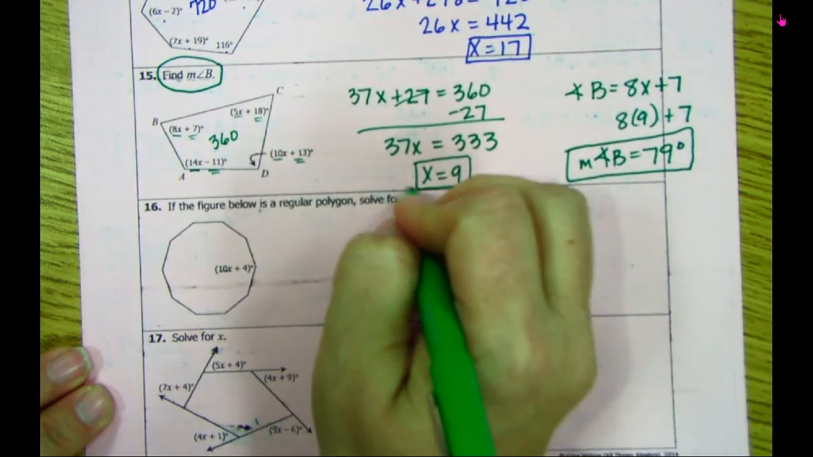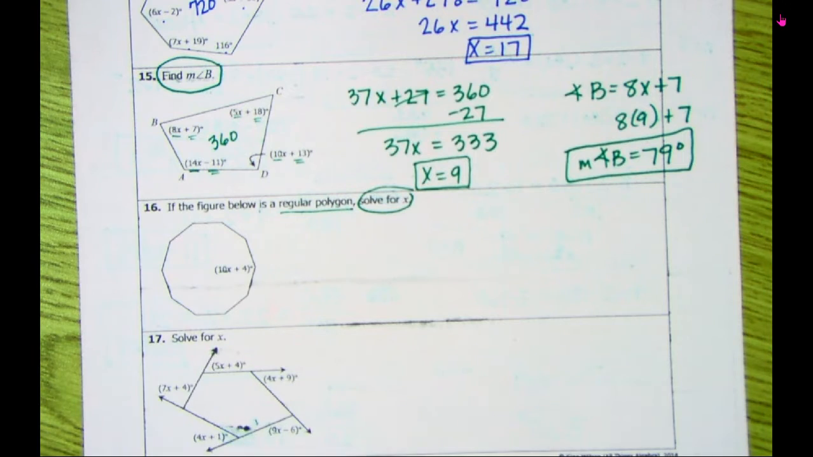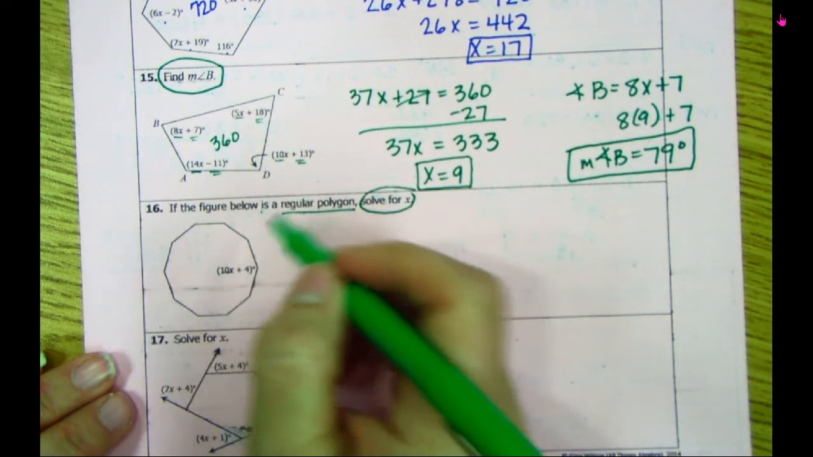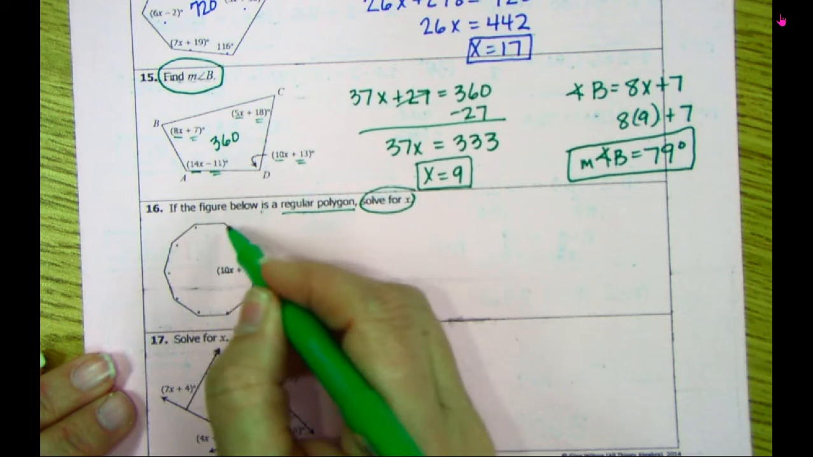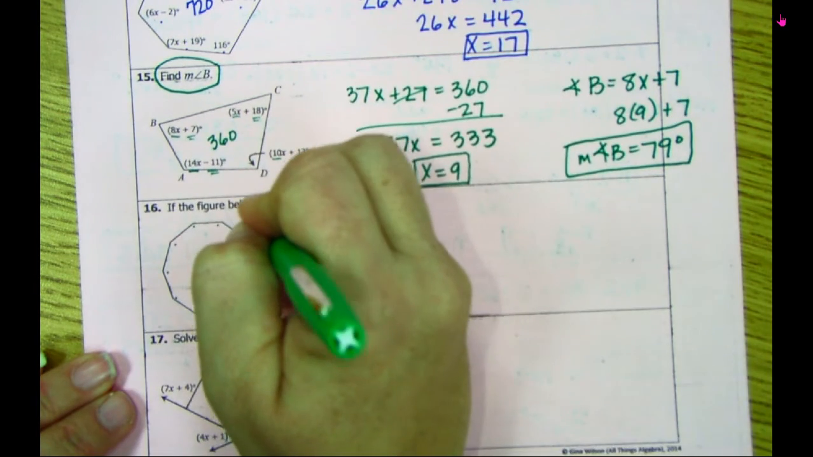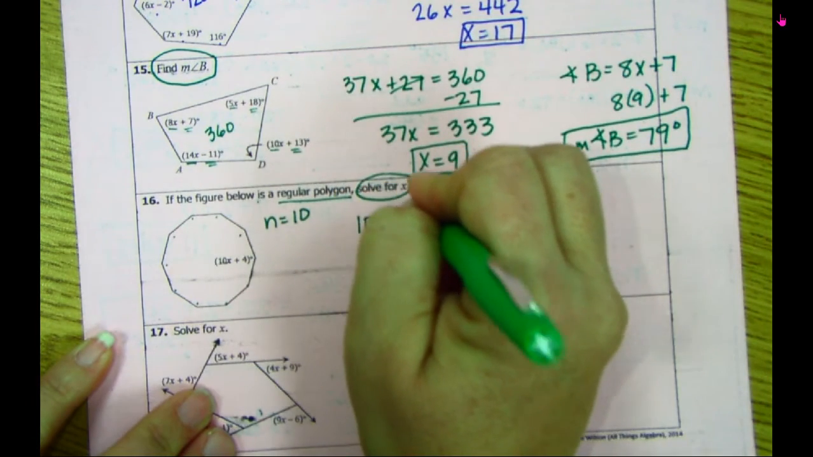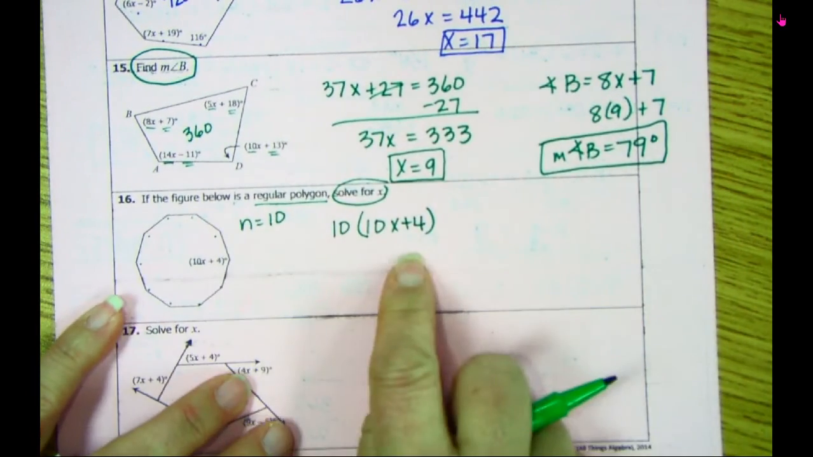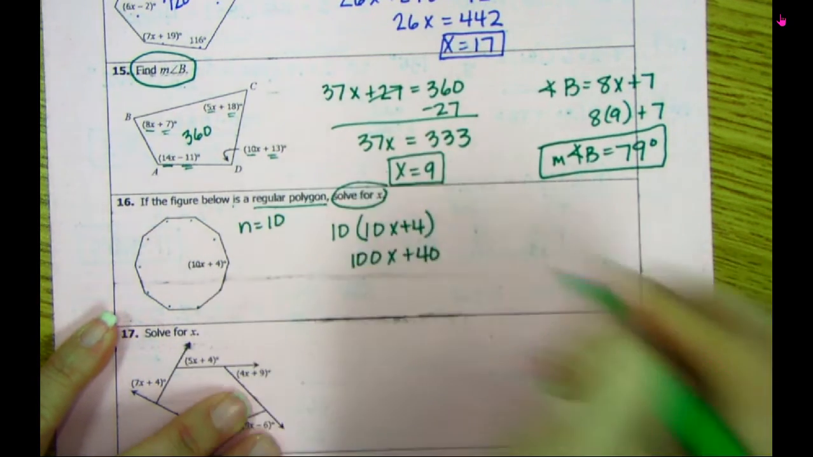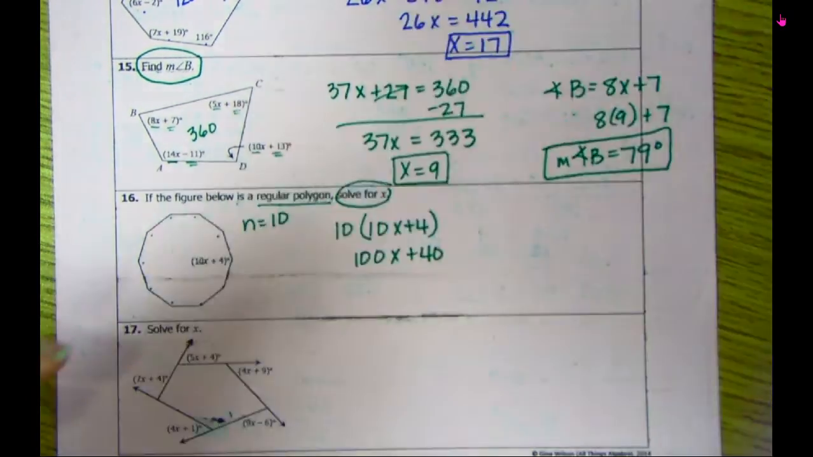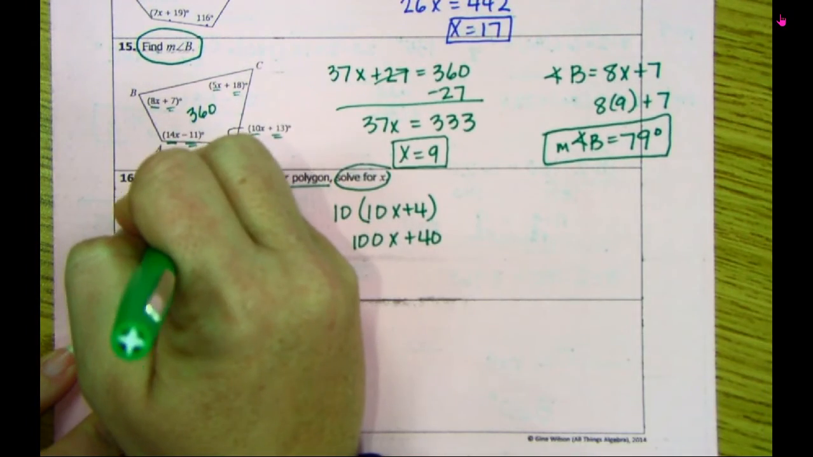Here, they just want me to solve for x. They're telling me it is a regular polygon, so that means all the angles are the same, so I just need to count how many angles there are. I've got 1, 2, 3, 4, 5, 6, 7, 8, 9, 10. So n is 10. So that means 10 times 10x plus 4. Because they're all the same, I can just multiply it by 10. So that means there's 100x plus 40. But since n is 10, if I go back to my notes, they have to add up to 1440 this time. So the interior is 1440.